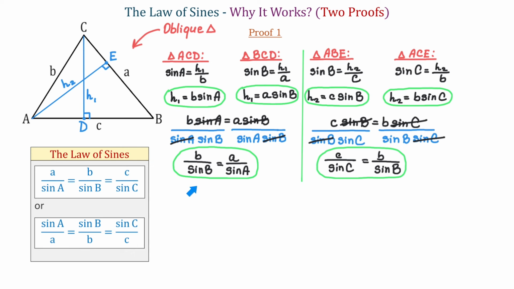And now if b over sine of B equals a over sine of A, and b over sine of B is also c over sine of C, then we can write that a over sine of A equals b over sine of B equals c over sine of C.